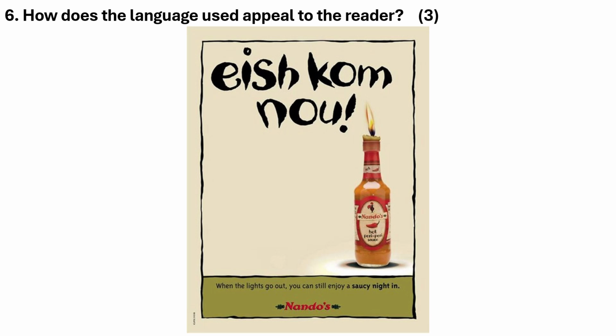The use of sexual innuendo in the body copy, when the lights go out you can still enjoy a saucy night in, is a humorous play on words, because the advertiser is actually referring to staying home and eating food with spicy peri-peri sauce on it, not having a romantic relationship, when there are power failures and load shedding. And this would also appeal to a South African target market, as South Africans tend to appreciate jokes about hardships like load shedding and power failures. And also, there are very few other nations that have experienced as many power failures as South Africans have. So they wouldn't know what that reference was to.